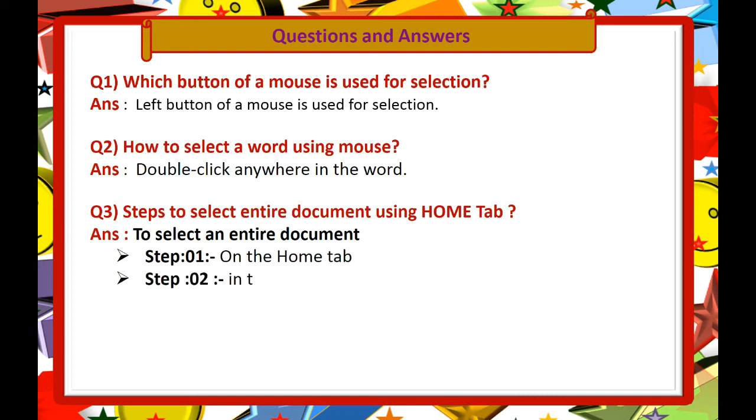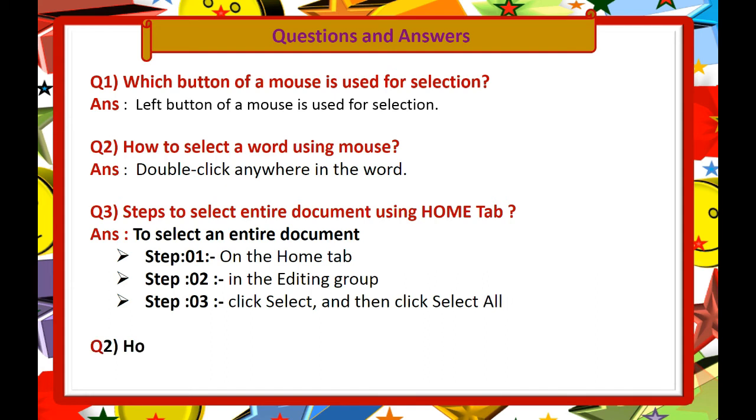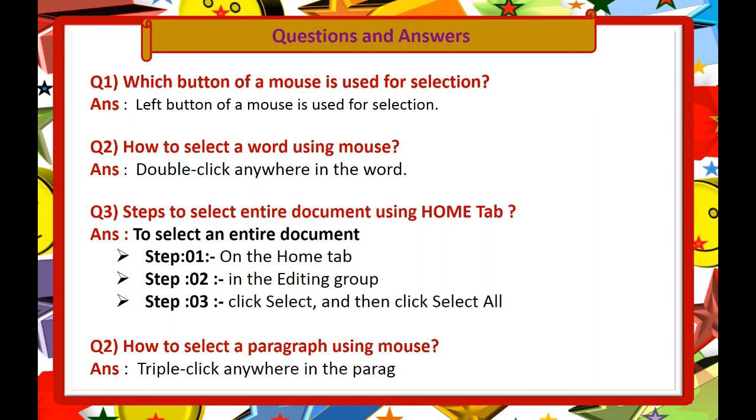Question number 3. Steps to select entire document using Home tab. To select an entire document, step 1, on the Home tab. Step 2, in the Editing group. Step 3, click Select and then Select All. Then question number 4, actually by mistake I have written it as 2. How to select a paragraph using the mouse? You have to make a triple click anywhere in that paragraph.